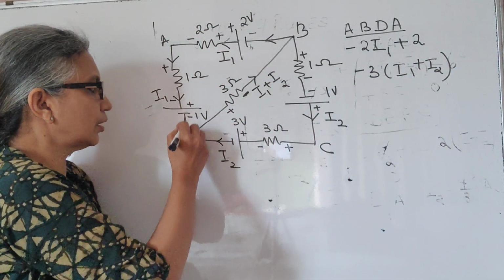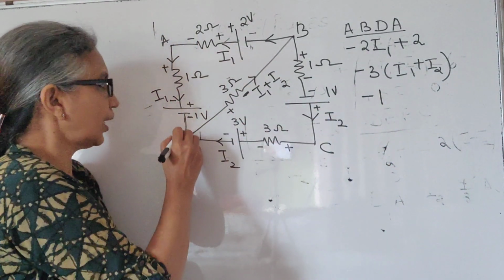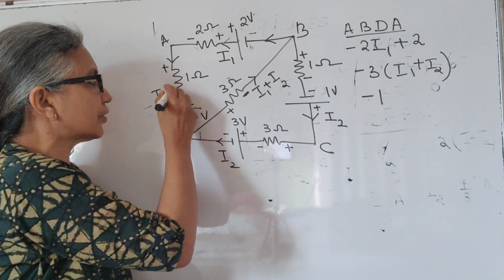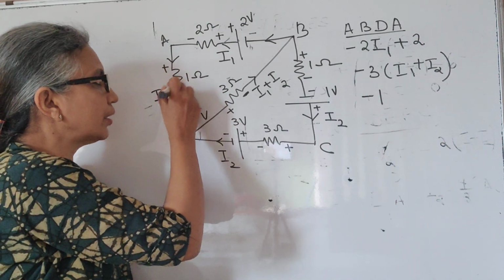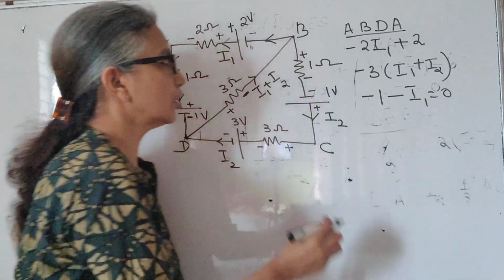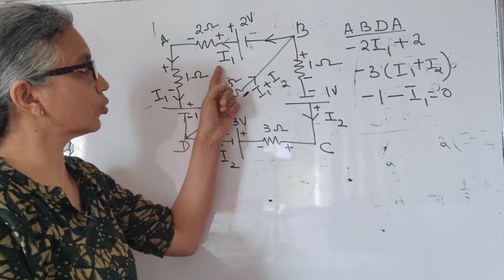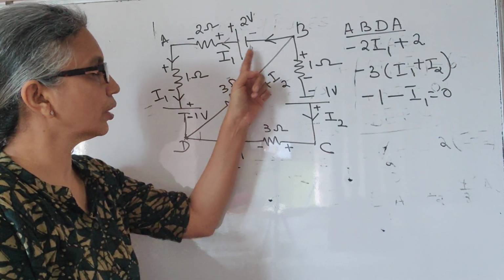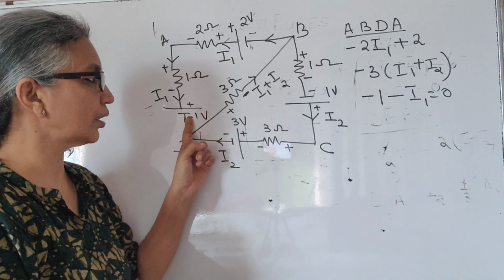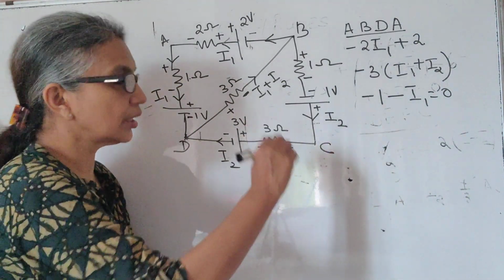Then when I enter here, I'm entering through the negative, so minus 1. And when I enter this resistor, I'm entering through the negative end of that resistor, because your current is coming in like this. So minus 1 into I1 will give me minus I1, equal to 0. So in this closed loop, this is the equation you will write: minus 2 into I1 plus 2, then minus 3 into (I1 plus I2), minus 1, minus 1 into I1, should be equal to 0. Now I need one more equation.